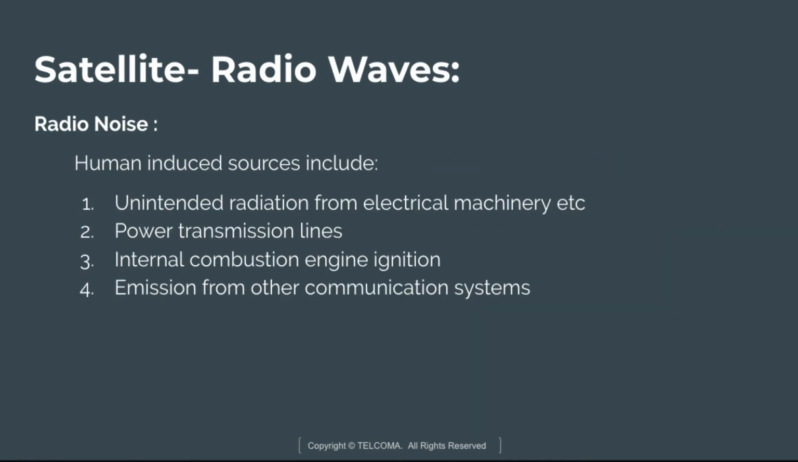Next are the human induced sources. The human induced noise sources are unintended radiation from electrical machinery like electrical and electronic equipment, the second one is power transmission lines, then internal combustion engine ignition, and emission from other communication systems. So these are all human induced radio noise sources. So this is all about satellite radio waves.